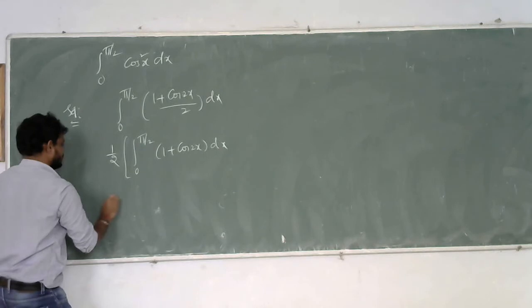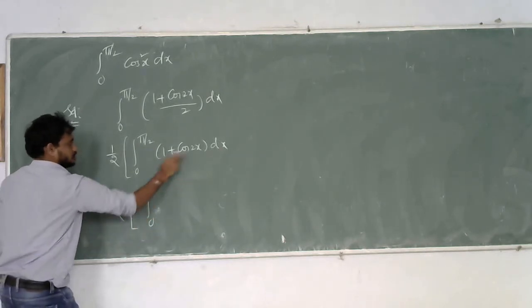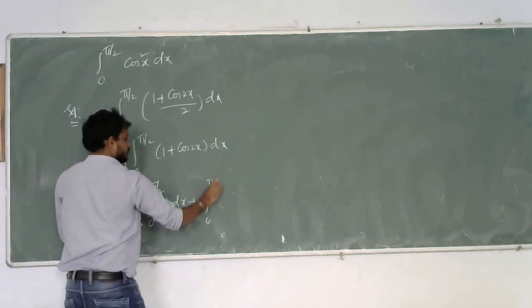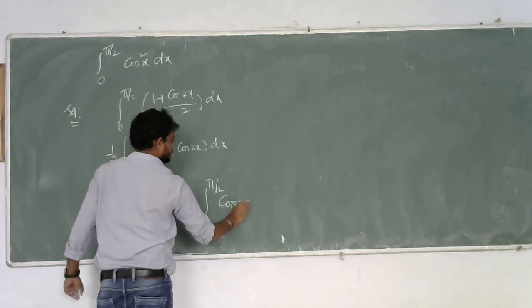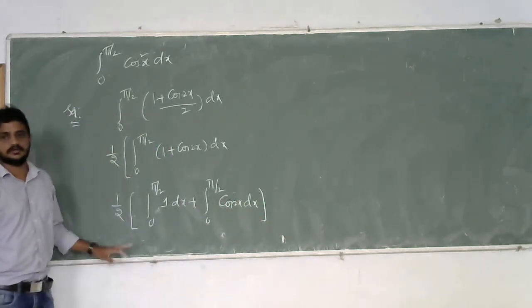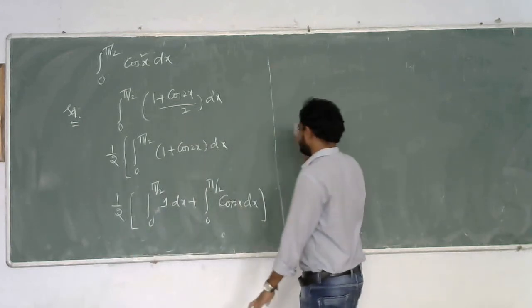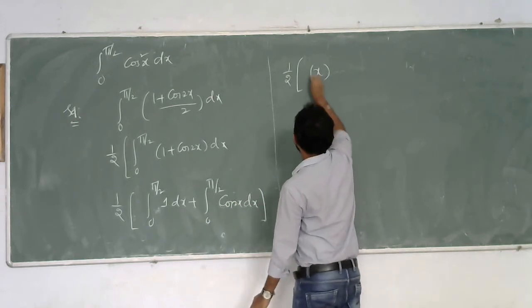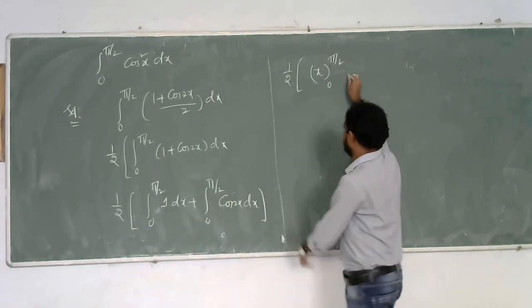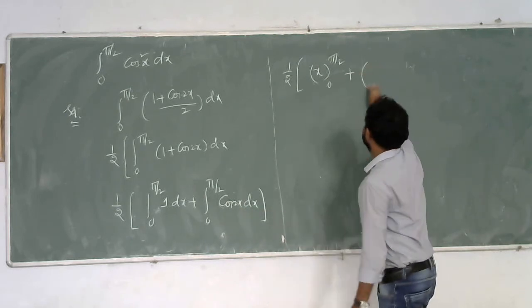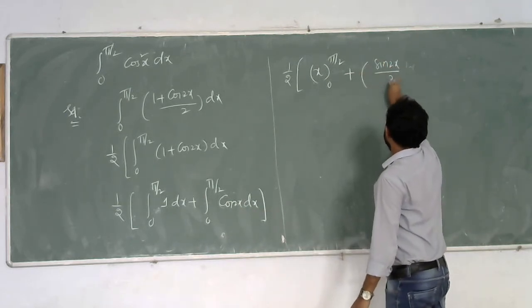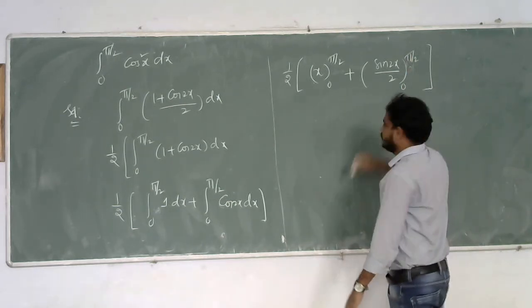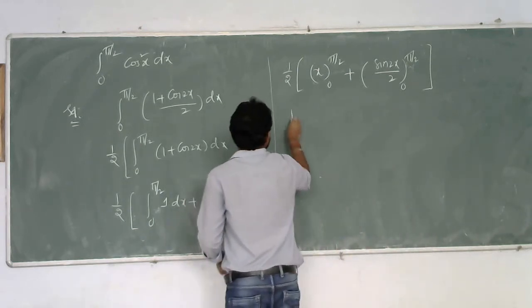Now let us apply this integration for these two terms. The first term is 1, so 1 into dx, plus the second term, integral 0 to pi by 2 of cos 2x into dx. Next, here 1 by 2 of the integration of 1 into dx is x, limits are 0 to pi by 2, plus the integration of cos 2x is sin 2x by 2, since the x coefficient is 2. Then the limits are 0 to pi by 2. Don't forget to write the limits. Okay, so 1 by 2 of.